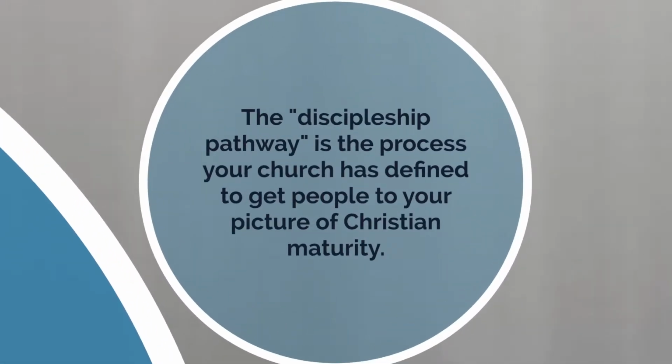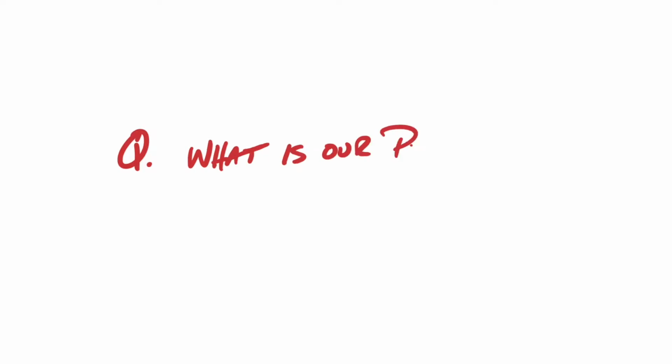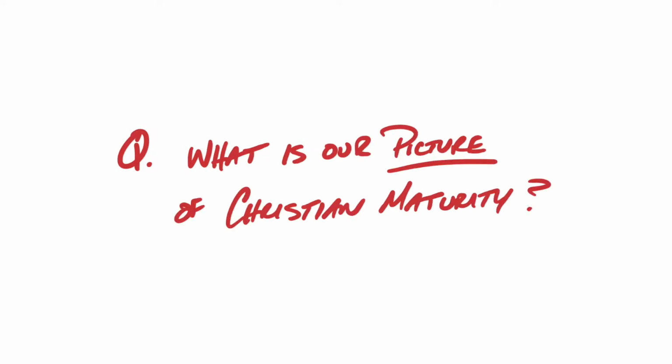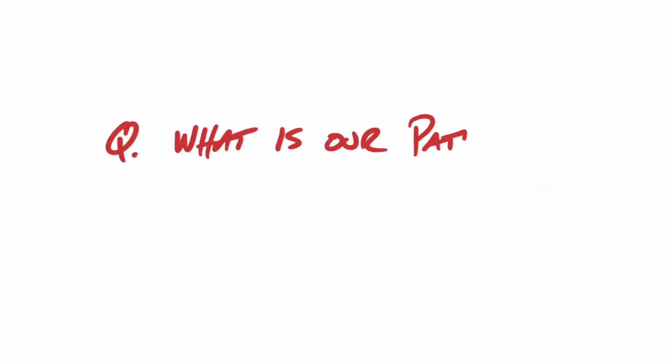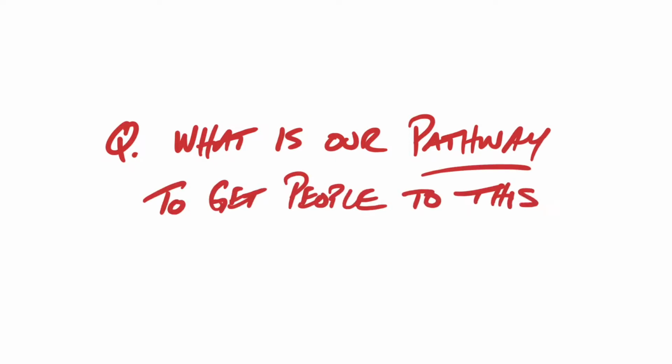The discipleship pathway is the process that your church has defined to get people to your picture of Christian maturity. Now, I want to just stop here for a second, because for some of you churches, if you're really new to these resources, maybe you need to just stop right here and ask yourself a couple questions. Number one, what is our picture of Christian maturity? Now, I'll show you Pursue God's answer to that in just a second. And number two, what's our pathway, our discipleship pathway to get people to this picture?